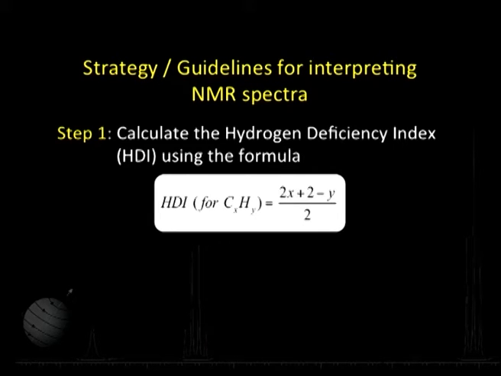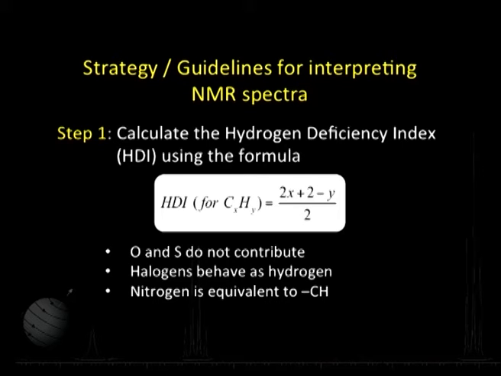This is a very useful parameter, and while calculating HDI, we have to keep the following things in mind. If the molecular formula has an oxygen or sulfur, we do not consider that because they do not contribute to HDI, and halogens behave as hydrogens. So, any halogen in the molecule, we can treat it as one hydrogen and then work out what the HDI is. And in case the molecule happens to have a nitrogen atom, then we put it as a CH, that means a nitrogen is taken to be equivalent to a CH there.